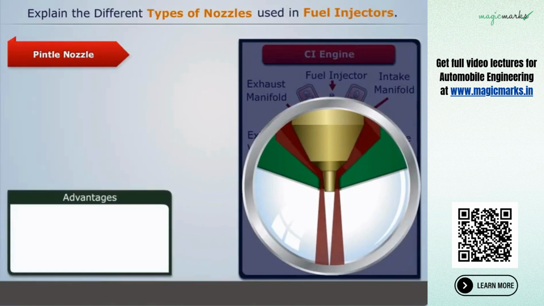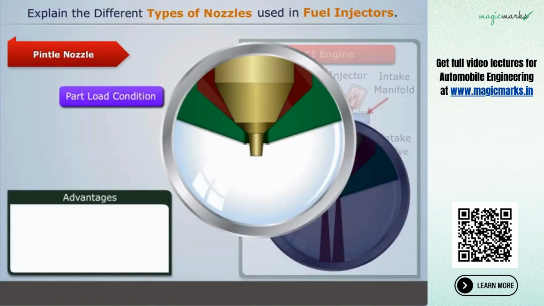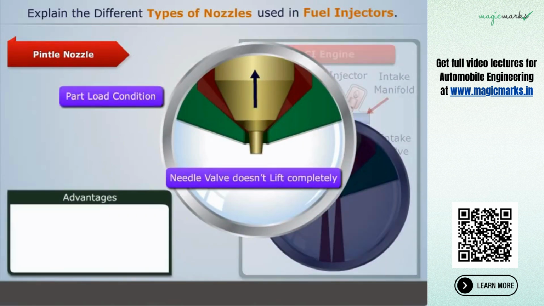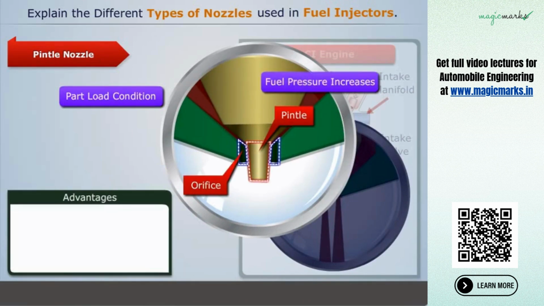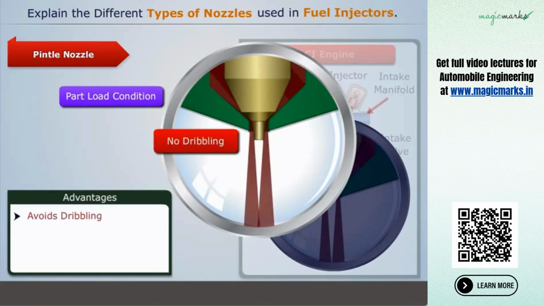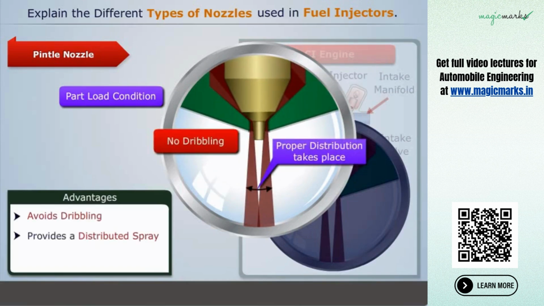The major advantage of these nozzles is that during part load conditions, when the needle valve does not lift completely, the pintle blocks the orifice partly, thus increasing the fuel pressure. Hence, dribbling of fuel is avoided and a distributed spray is obtained in the combustion chamber, which results in quick mixing of fuel and air particles. The increased fuel pressure also prevents carbon from depositing on the nozzle hole.